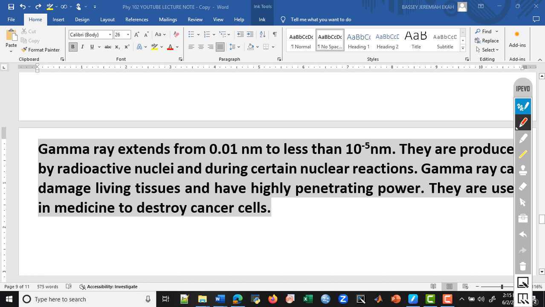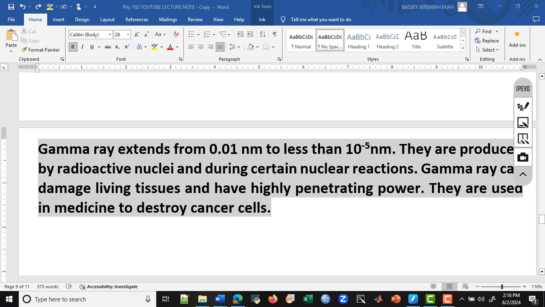They are produced by radioactive decay. They are produced by radioactive nuclei and during certain nuclear reactions. So all the members of the electromagnetic spectrum have different ways that we can produce them. We are going to address them one after the other. But in the case of gamma ray, they can be produced by radioactive decay of the nuclei of an atom.